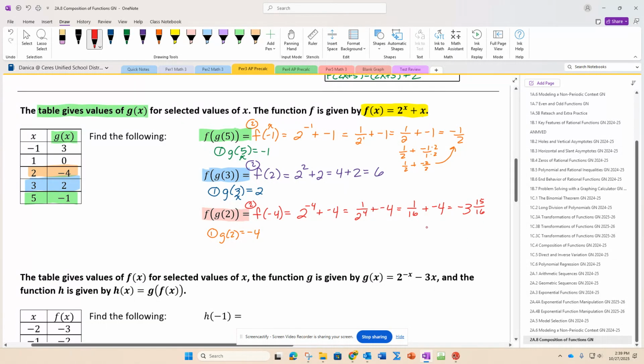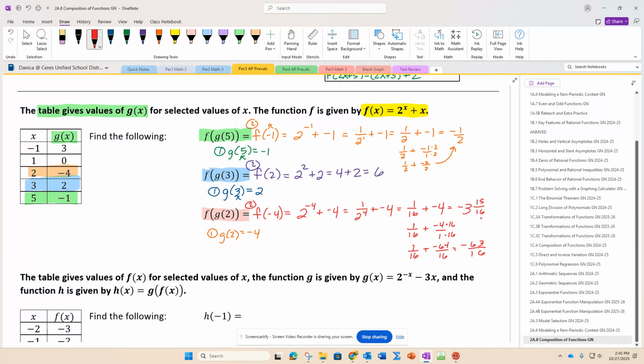But if in any situation you're not sure, common denominator would be best. So our common denominator would be 16. So we have 1/16 plus -4 over 1. We'd multiply top and bottom here by 16. And this would now be 1/16 plus -64 over 16. And that would be -63 over 16. This would be an acceptable answer, and it is equivalent to -3 and 15/16.